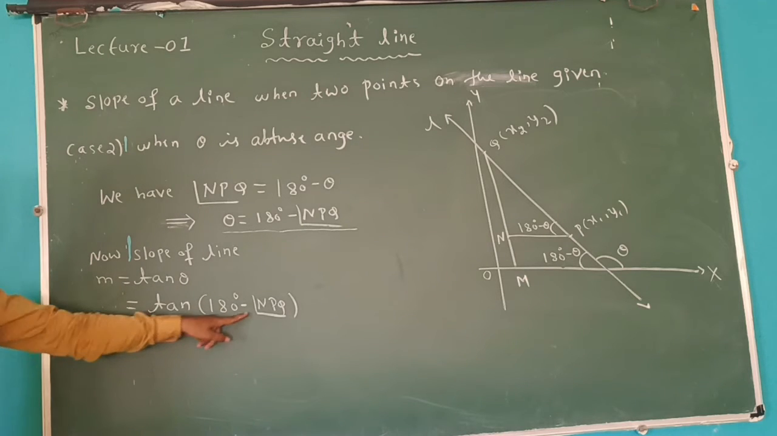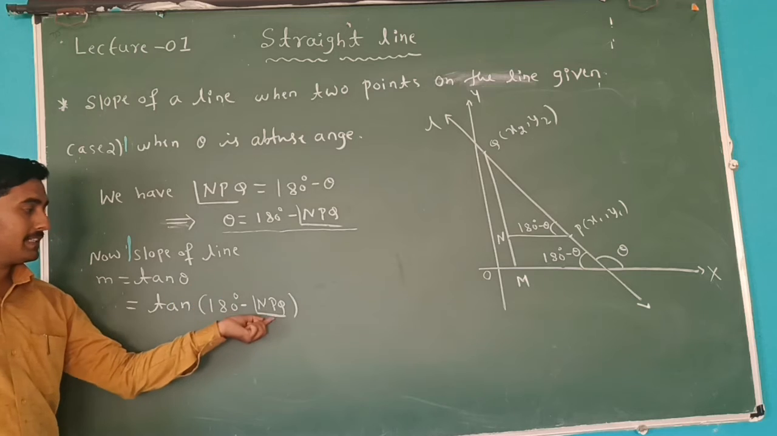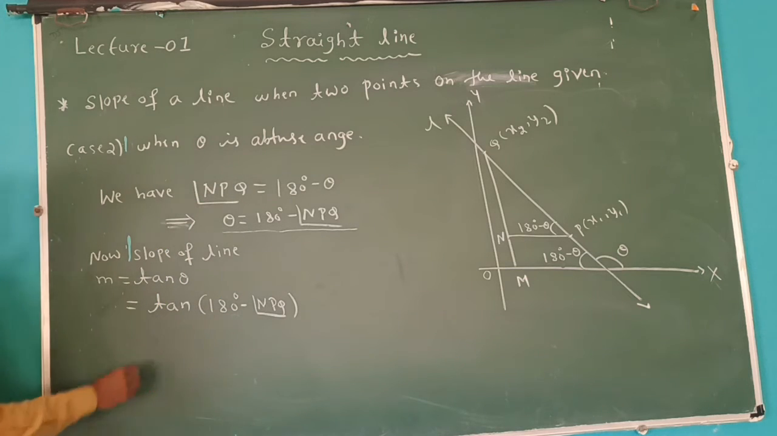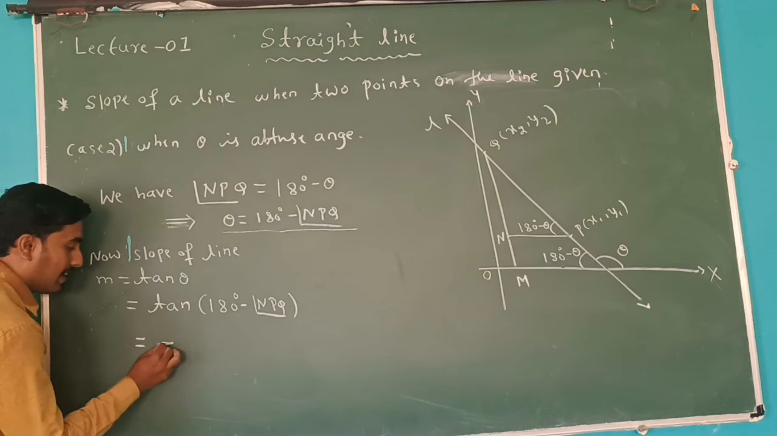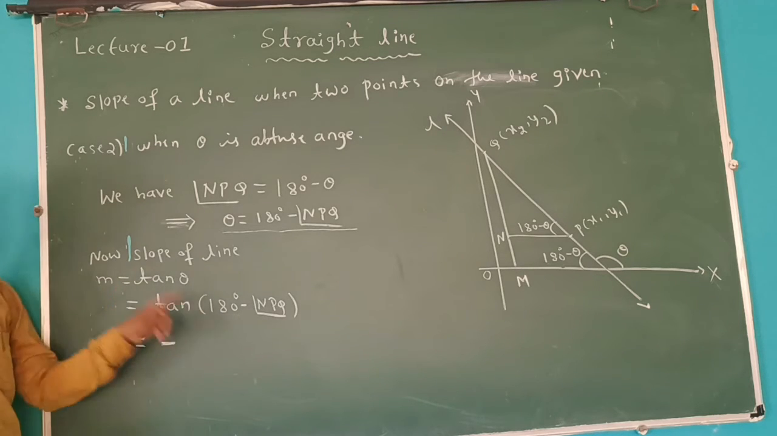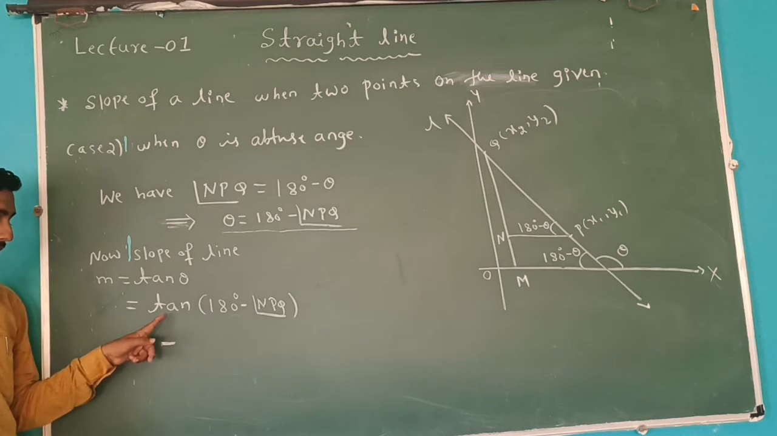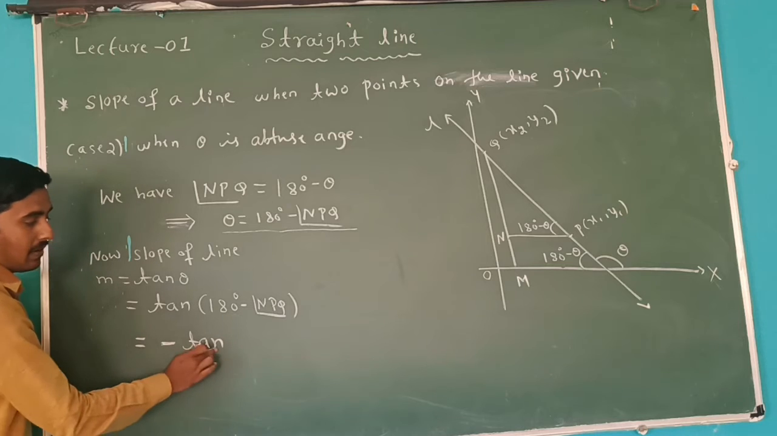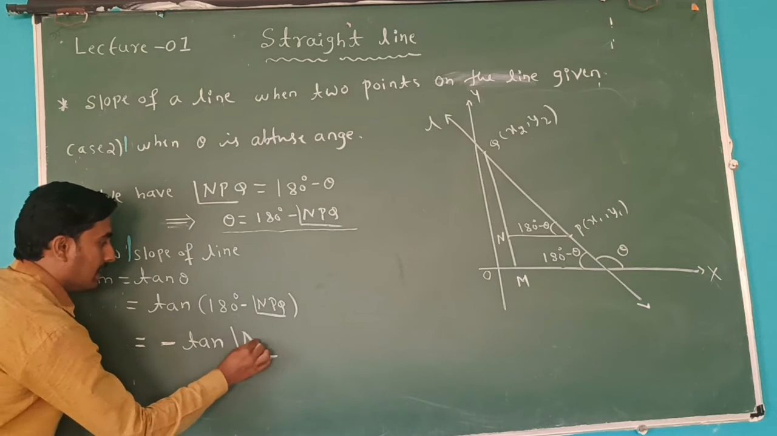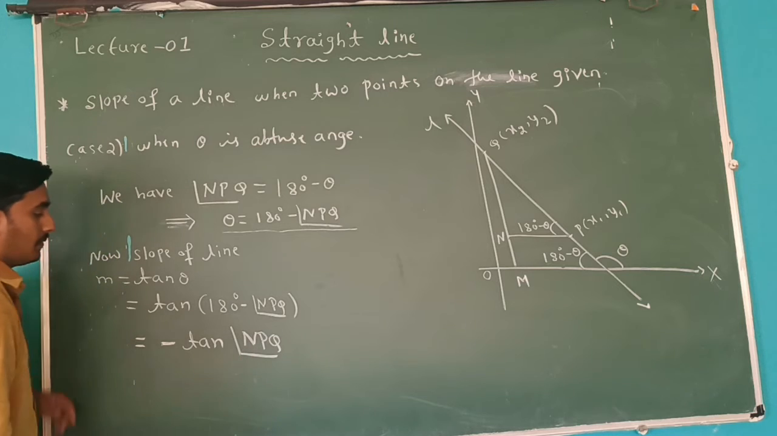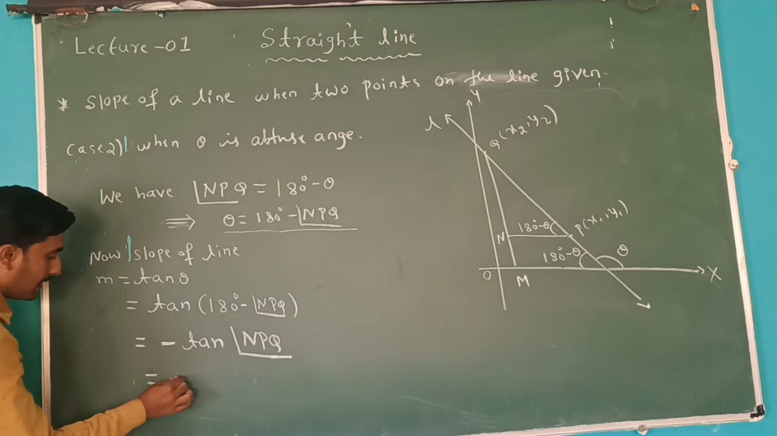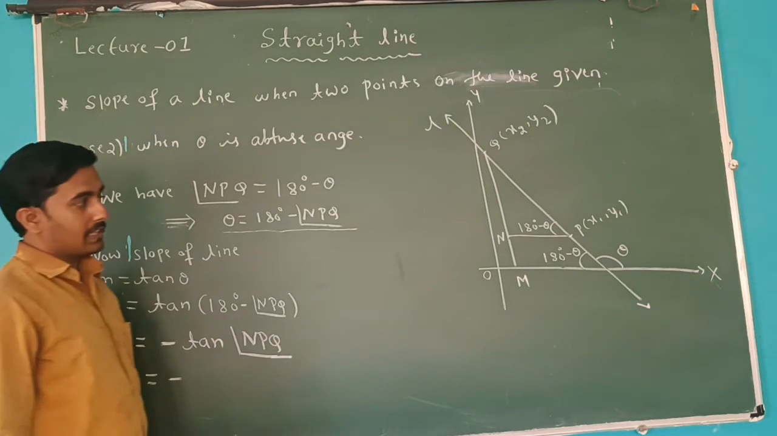This is nothing but what? 180 minus theta is in the second quadrant. In the second quadrant, tan is negative. So we have minus tan of angle NPQ. This is equal to minus tan of NPQ.